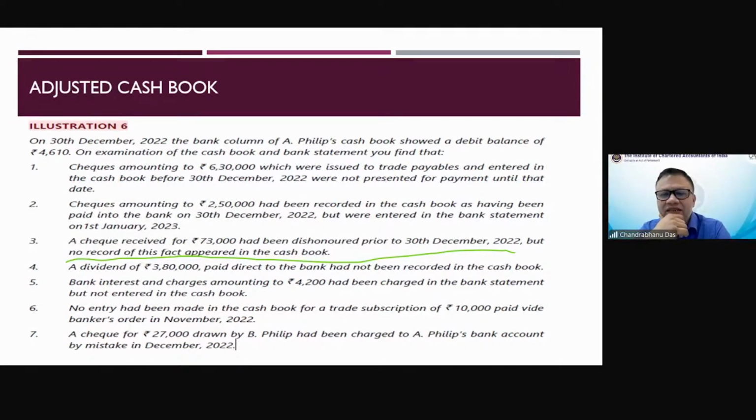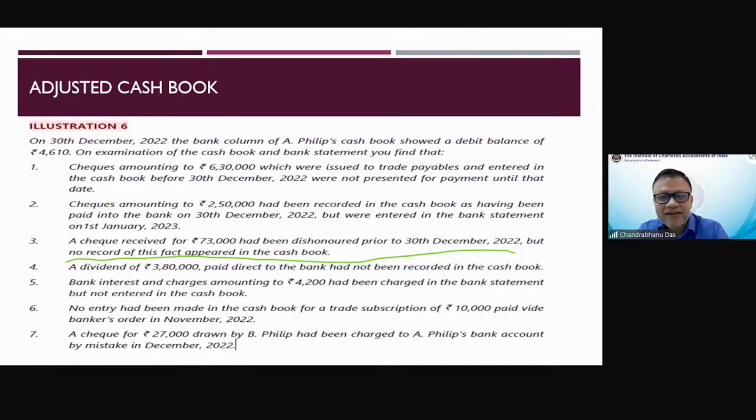Check has been drawn by B Philip. Account is of A Philip. A Philip cash book. So the check has been drawn by B Philip, and had been charged to A Philip's bank account by mistake.